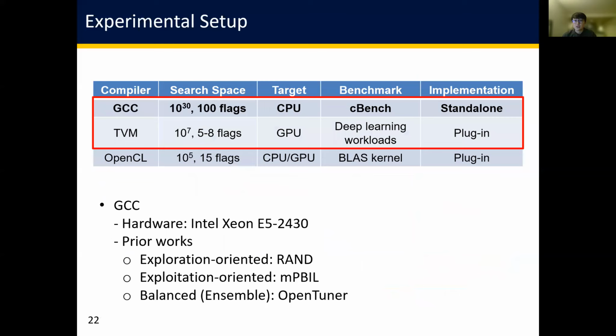To evaluate our strategy, we looked into 3 compiler stacks targeting different devices from diverse domains. This talk will discuss the results for GCC and TVM, so please reference our paper for more information. For the evaluation with GCC, we used Cbench, which is a standard benchmark suite in compiler auto-tuning, and compared SRTuner against various prior arts.